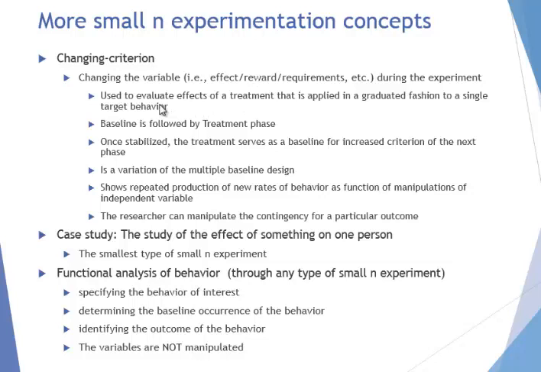Here, this is used to evaluate the effects of the treatment that's applied in a graduated fashion to a single target. Graduated means you may change the dose. If a child's getting Ritalin or whatever it is, you may up the dose or decrease the dose. And that way you can kind of have baselines for different aspects. You can see what the person was getting at 100 milligrams and then see how the person behaves at 150 milligrams. So you have different baselines. Maybe you have a baseline of 0 milligrams, then you see how 100 works and you see how 150 works. And then you can make a determination of what works best.